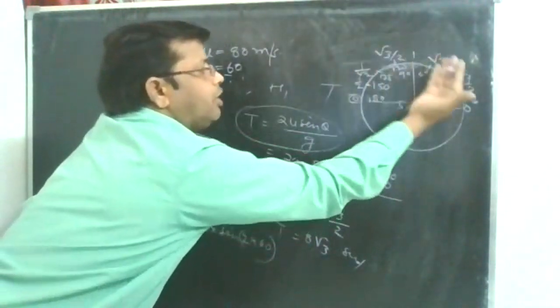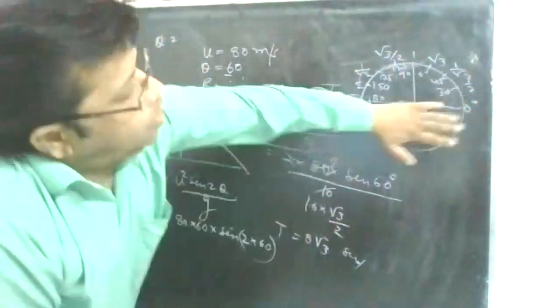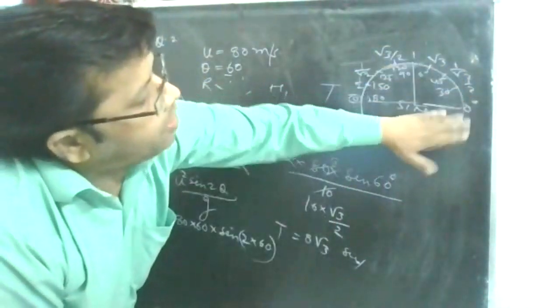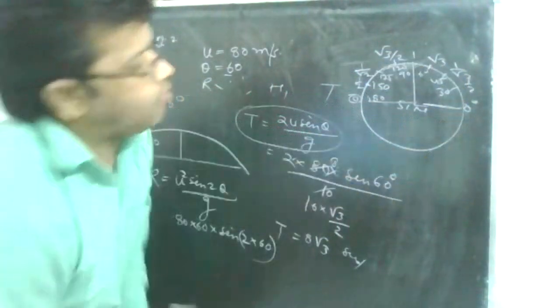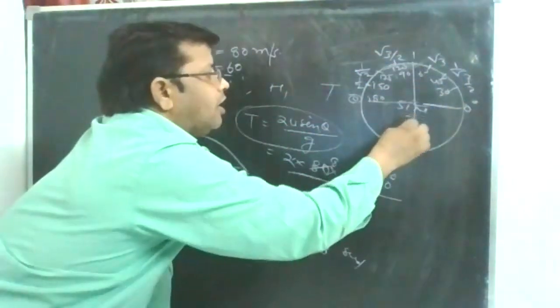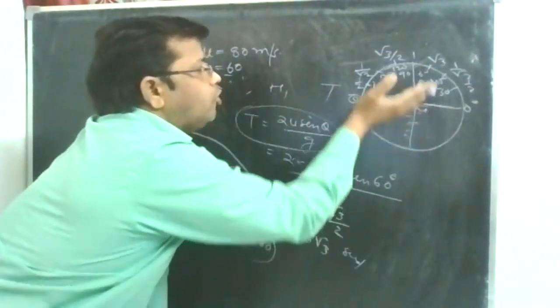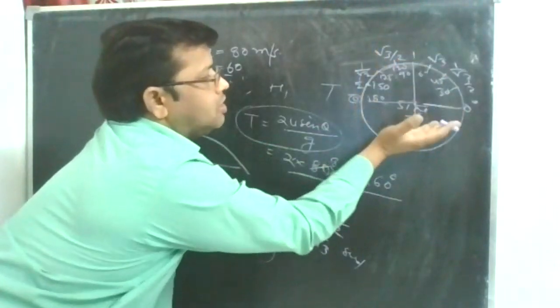This value is the mirror image of this value, and this one is the mirror image of this one, but this whole value will be negative. Why? Because the perpendicular is negative. So what you have to do? You have to just take the mirror image like this.